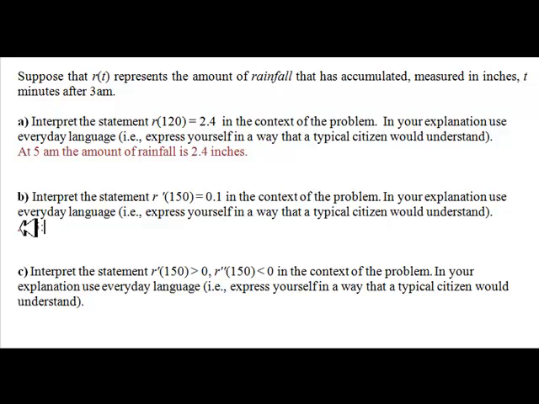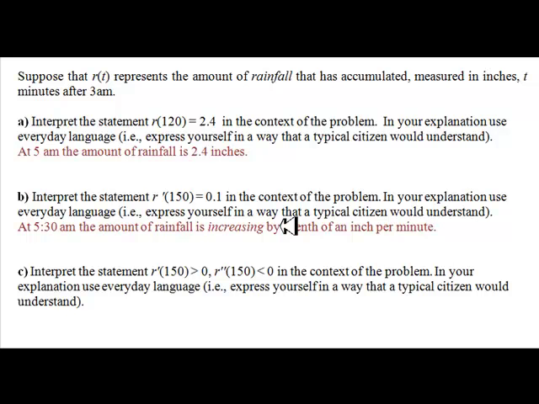So at 5:30 a.m., this is an instantaneous rate of change, so the amount of rainfall is increasing, and we know it's increasing because our derivative is positive. Now, what is it increasing by? 0.1, or 1/10 of an inch. Now it's a rate of change, so it's something changing with respect to something else. Since our inputs are minutes, it's increasing by 1/10 of an inch per minute.